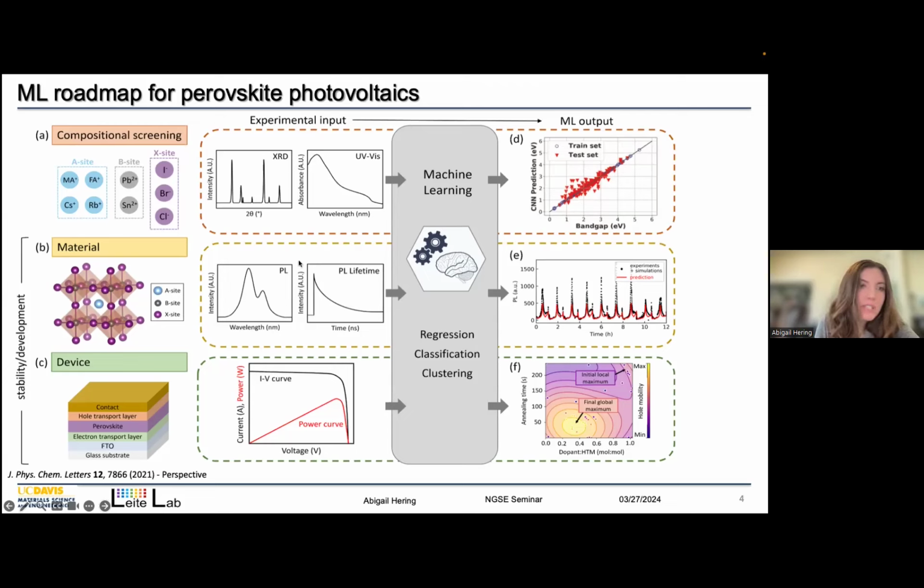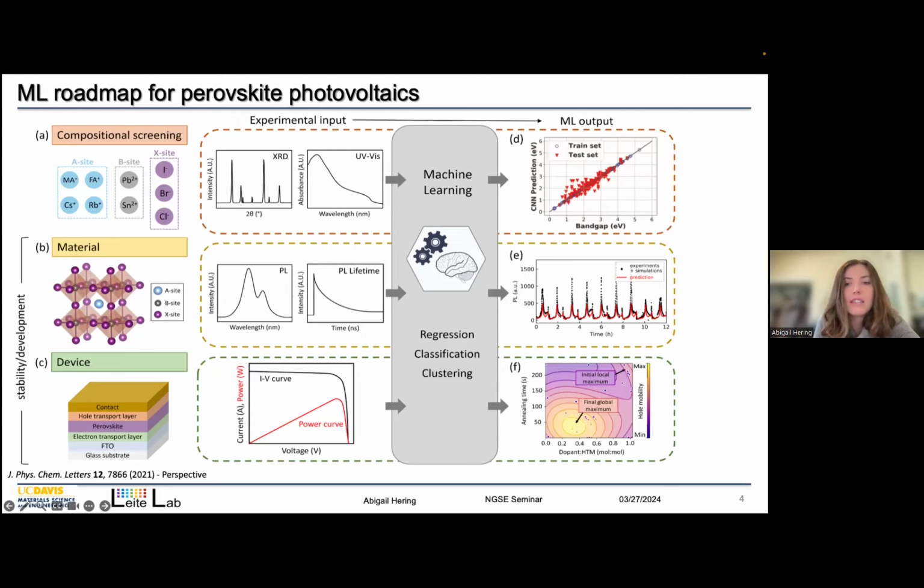Then the material level, which would be a thin film, can also be characterized and studied with machine learning. In this example, photoluminescence and photoluminescence lifetime, or time-resolved PL, are used as training data. And here we can predict the behavior over time of the PL of this thin film using machine learning.